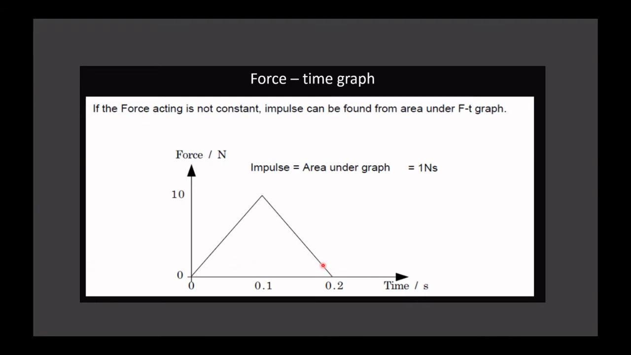How to calculate impulse? As it is said, it is the area under the graph. Here it is a triangle, so half base into height. You will get an answer of 1 Newton second. So when a force-time graph is given, find the area under the graph, which gives you impulse.